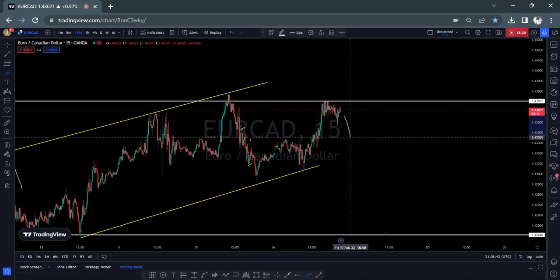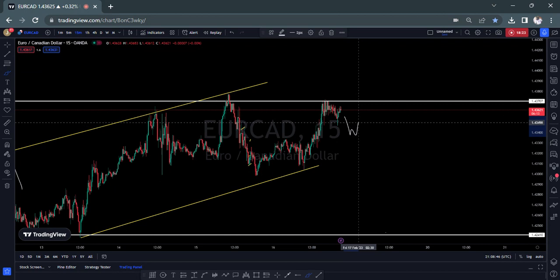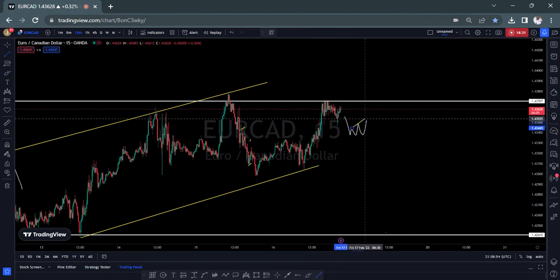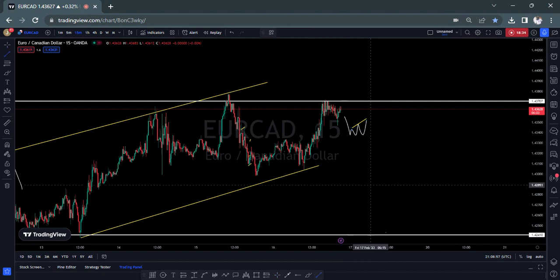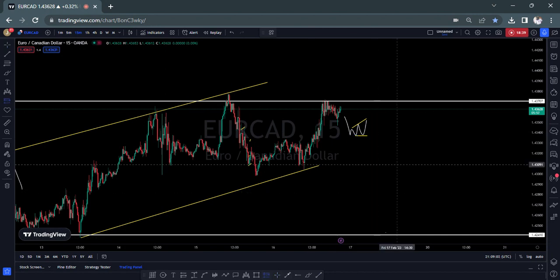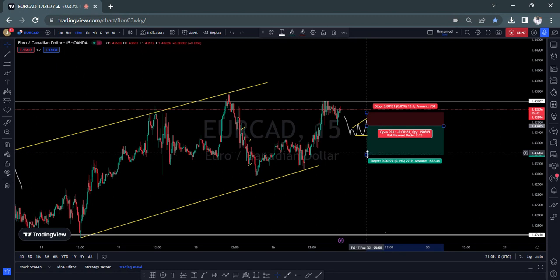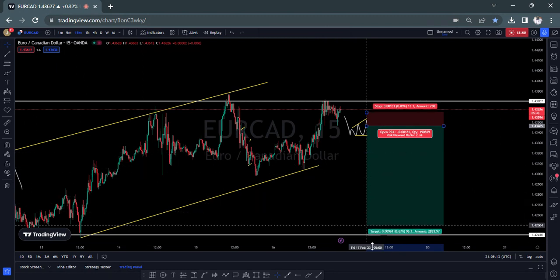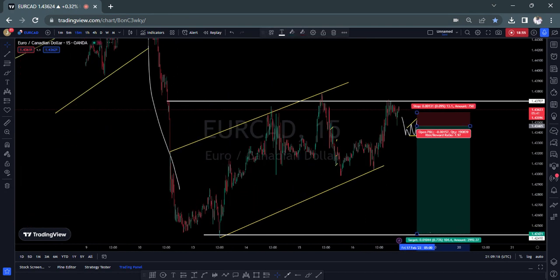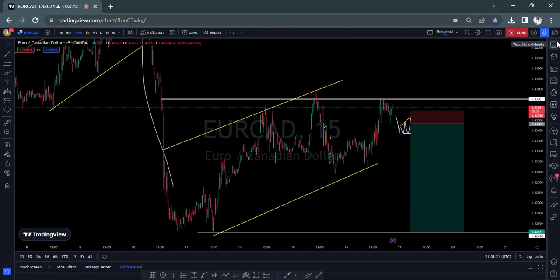Another scenario that can take place is a drop. That would be ideal. Something like this. Then enter for the sell after the first push, the next flag. Then I'll enter for the sell. My stop loss would be something like 13 to 15 pips, and target the 90% area.